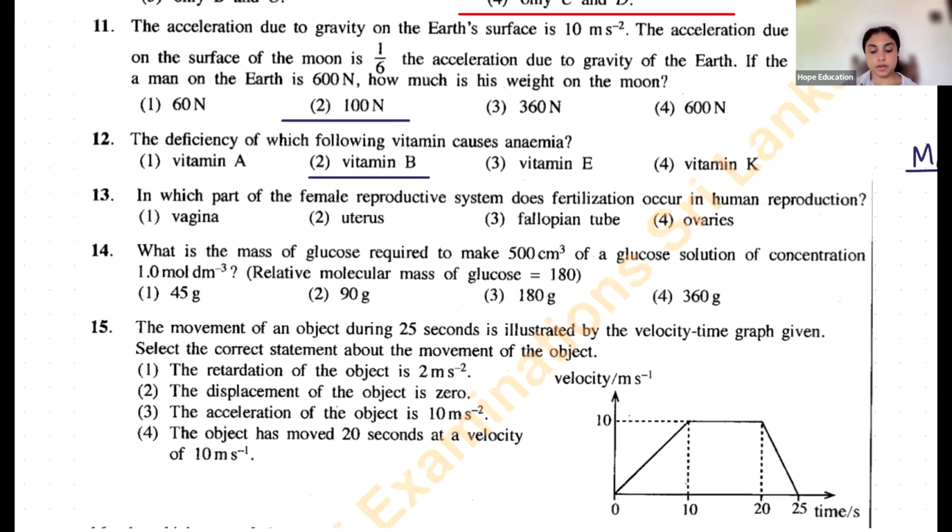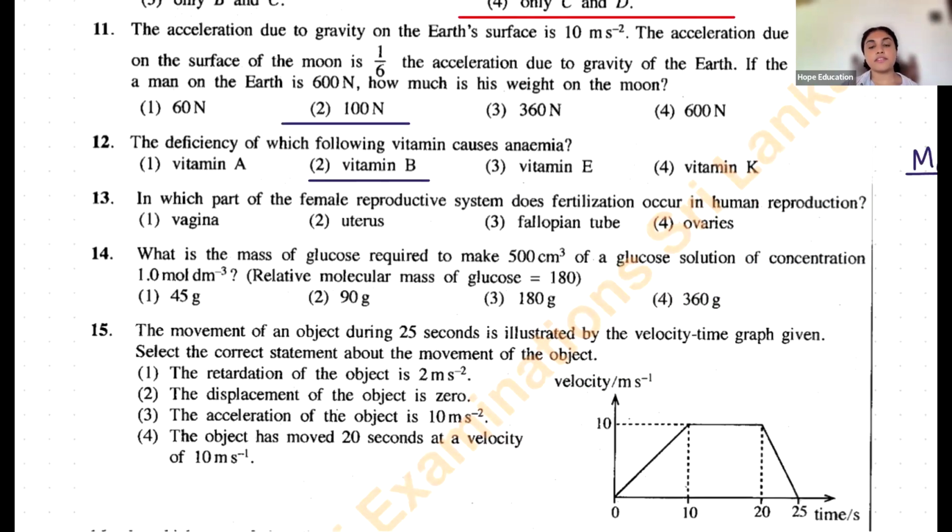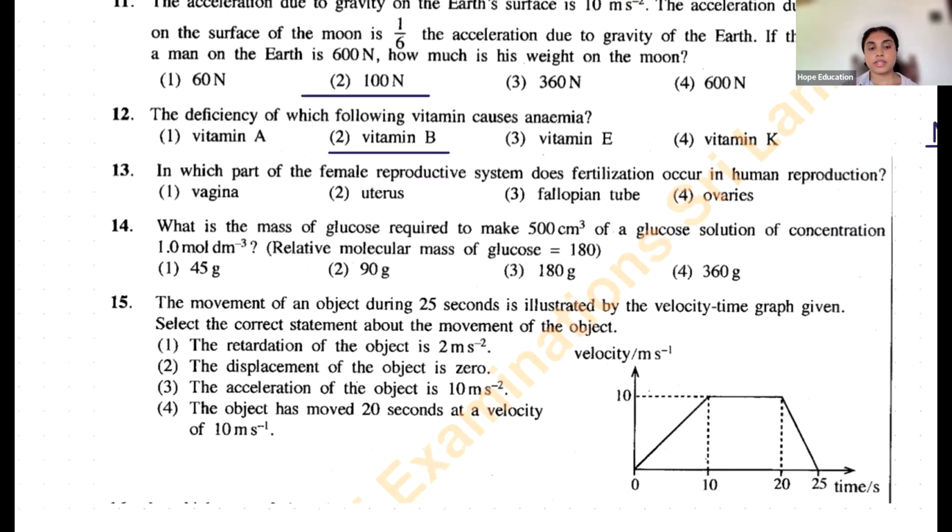Okay. Next one. In which part of the female reproductive system does fertilization occur in human reproduction? Quickly tell. Yes, the fallopian tube. In the upper part of the fallopian tube fertilization happens. The egg will be released by the ovaries, captured by the fallopian tube, and slowly moved along. As it is coming, the sperms will come and then we go to the upper part of the fallopian tube where the fertilization will happen.